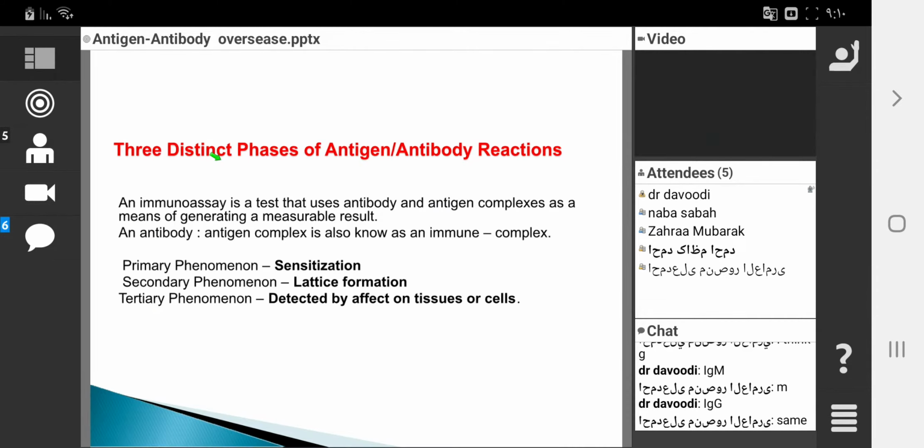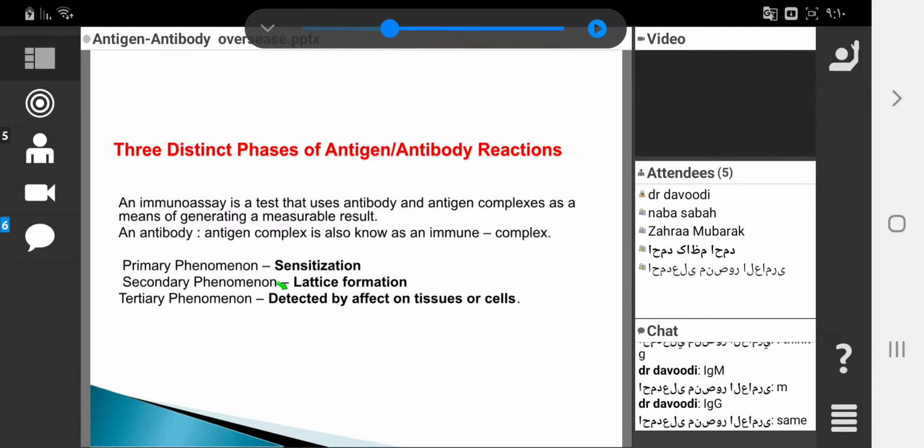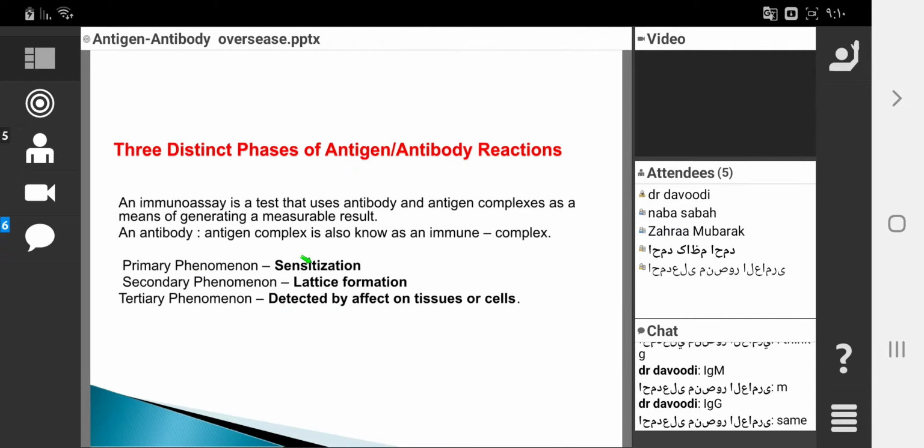In the reaction between antigen and antibody, we have three steps. The first step is sensitization, and then lattice formation, and the tertiary phenomenon, which is detected by effect on tissue or cells. So we are going to explain these phenomena one by one.